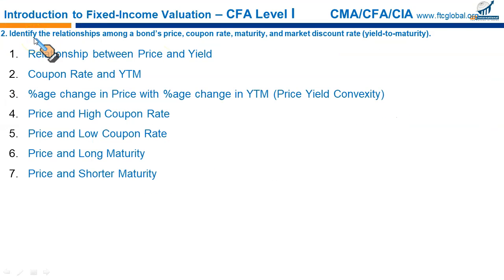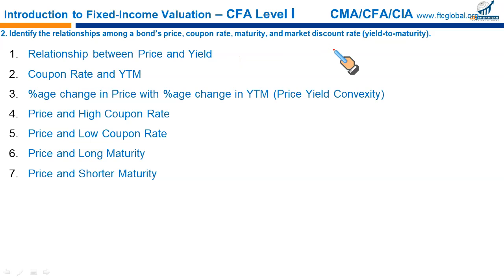So this completes your LOS: calculate a bond's price given a market discount rate. Your next LOS is identify the relationship among a bond's price, coupon rate, maturity, and market discount rate, yield to maturity. So let us discuss these one by one. First, the relationship between price and yield. This is what we discussed in our previous LOS. You would have noticed that when we increase the yield to maturity, the price of the bond falls, and when the yield to maturity is decreased, the price goes up. That we just discussed a little while ago.